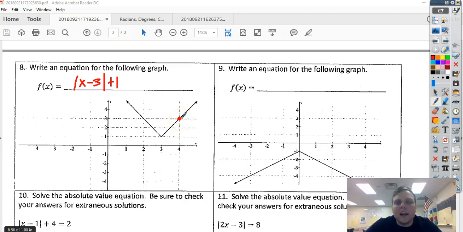Do you guys remember rise over run? Well, for linear absolute value, this means it looks like lines. The a value is basically just rise over run. I went up 2 and over 1. So that means my a value is 2, because 2 over 1 is just 2.